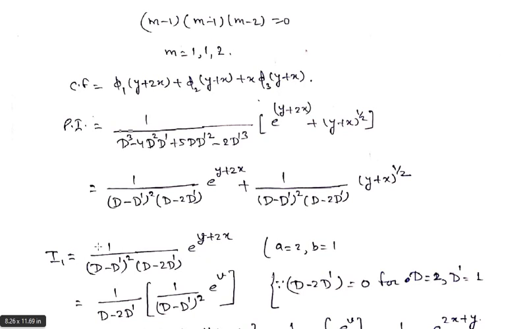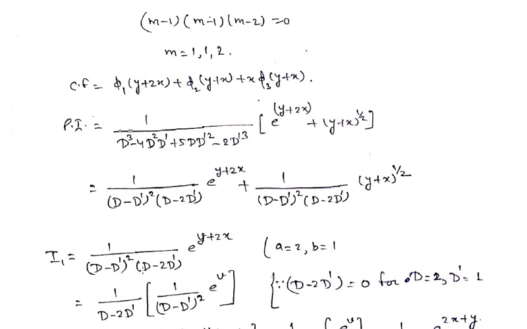So PI about this is equal to 1 upon f(D, D'). Here f(D, D') is (D - D')² (D - 2D') of exponential y plus 2x. Here a is equal to 2 and b is equal to 1. When we compare with phi of (ax + by), a is 2, b is 1. It becomes exponential v. Here the denominator becomes 0 due to the factor D - 2D'.